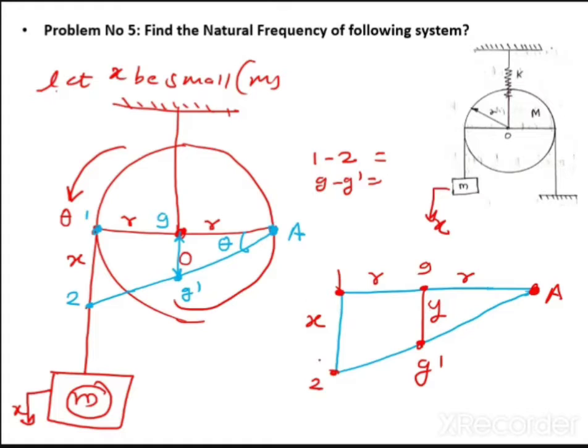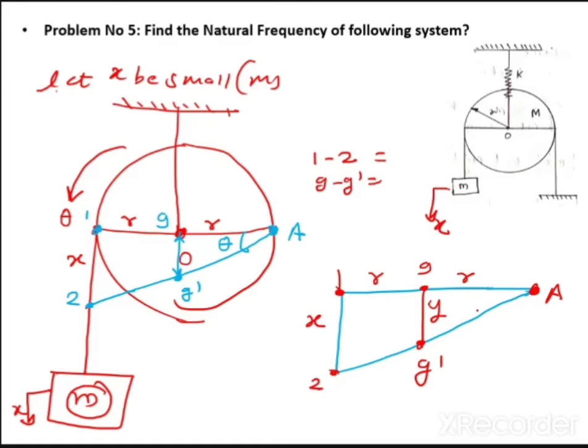Okay, so the distance between 1 to 2 is x. So let us say that the distance between the G and G dash, the pulley central displacement, is y. Now message me, have you understood this? See, each and every problem has a different concept. You have to understand. Message me, have you understood this or not? Is it clear? Okay.